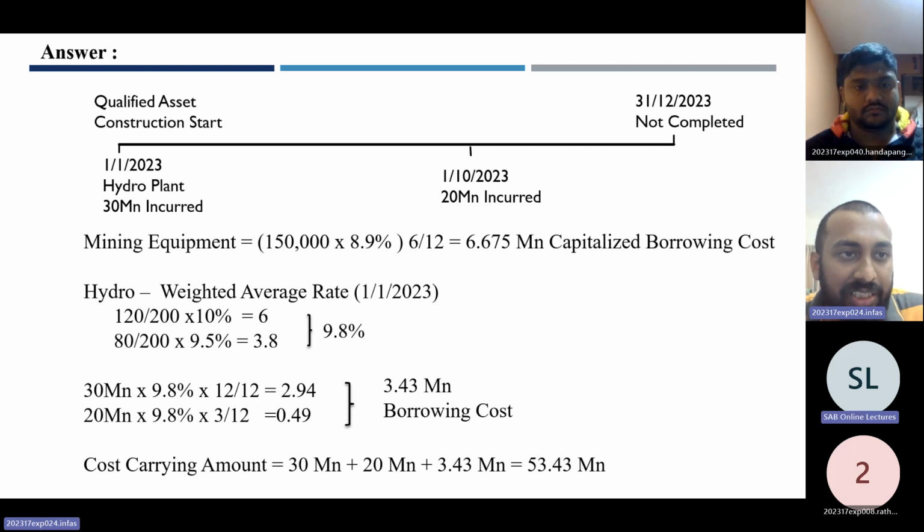The company used that general borrowing for hydro plant equipment. Then the company will weight the interest rate, because the company generally borrowed 200 million in total, 120 million with a 10% bank loan, and 80 million with a 9.5% interest rate. And as I showed here, it will be weighted to a 9.8% interest rate. Then the company uses that interest rate to calculate the borrowing cost.